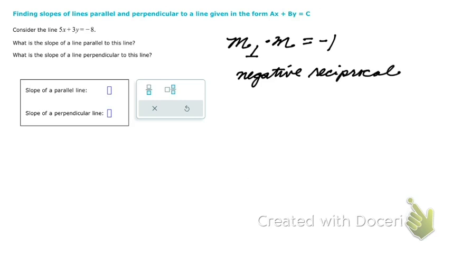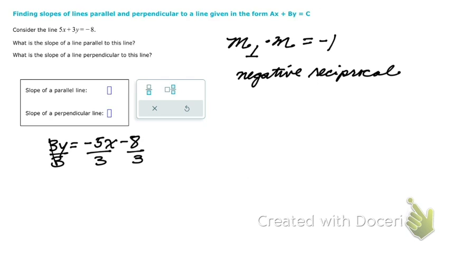So let's hold on to that as we look at this line here, 5x plus 3y equals -8. What is the slope of the line parallel to this? First of all, we need to know the slope of this line. A typical thing that students will do is solve for y. So if I take 5x plus 3y equals -8, then 3y is equal to -5x minus 8, and then divide by 3. I like to just divide each term by 3. I think that keeps it most clear.